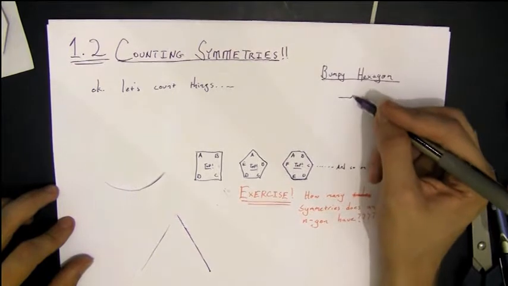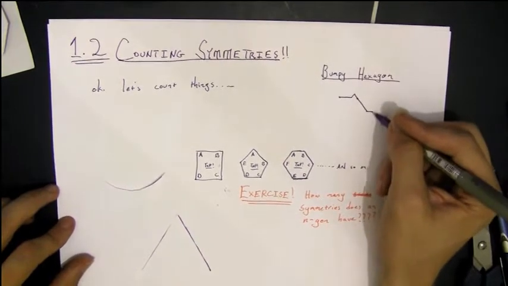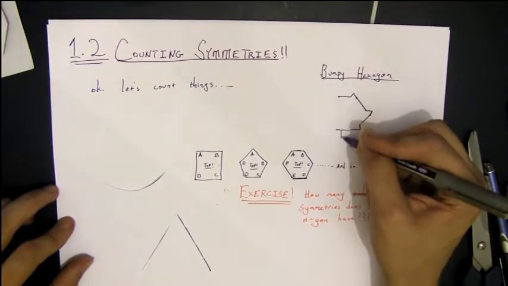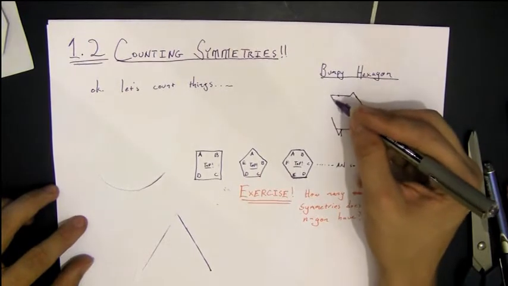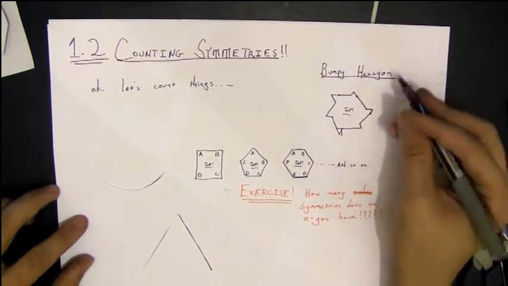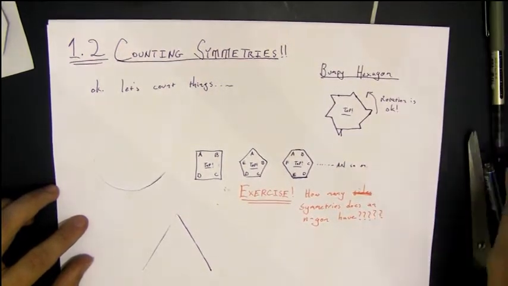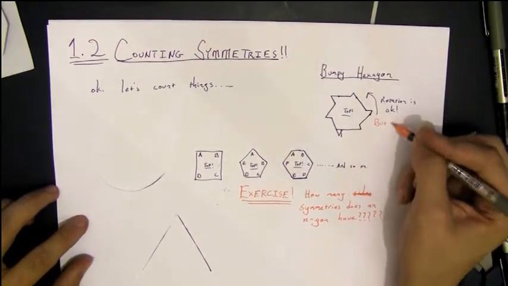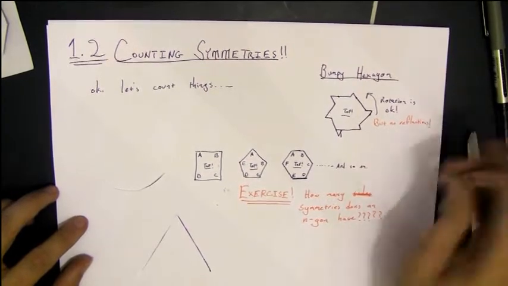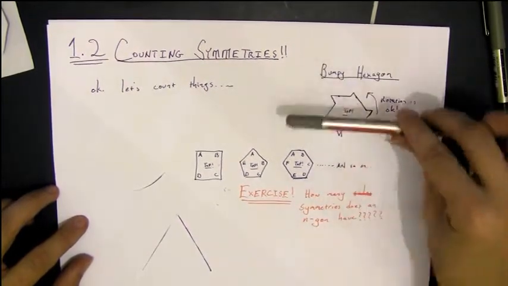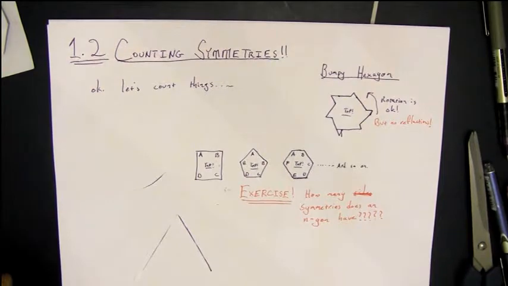Now let's think about a different object, kind of a bumpy hexagon, where we're putting a little bump on each side next to the vertex. You can see it there. Now the cool thing about this is you can rotate it just fine, so you could have your six rotations there, but there's no real way to flip it over. If you flip it over, you're going to have a different shape. So it only has the six rotations.